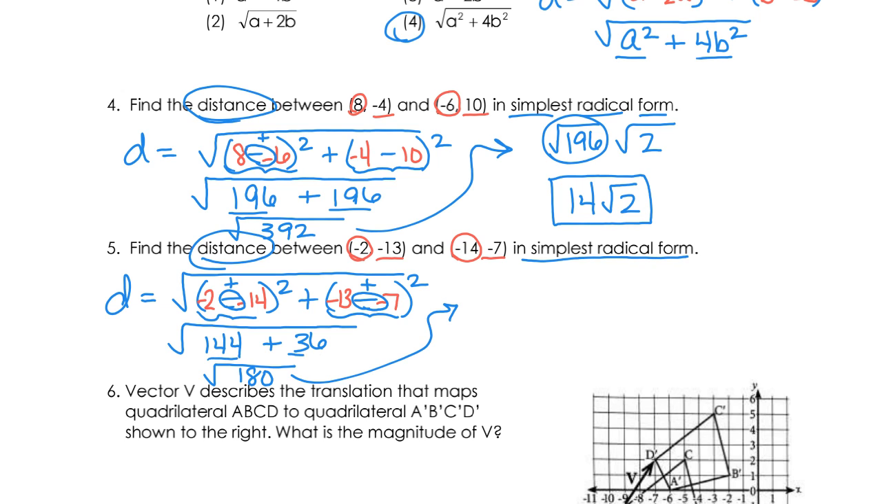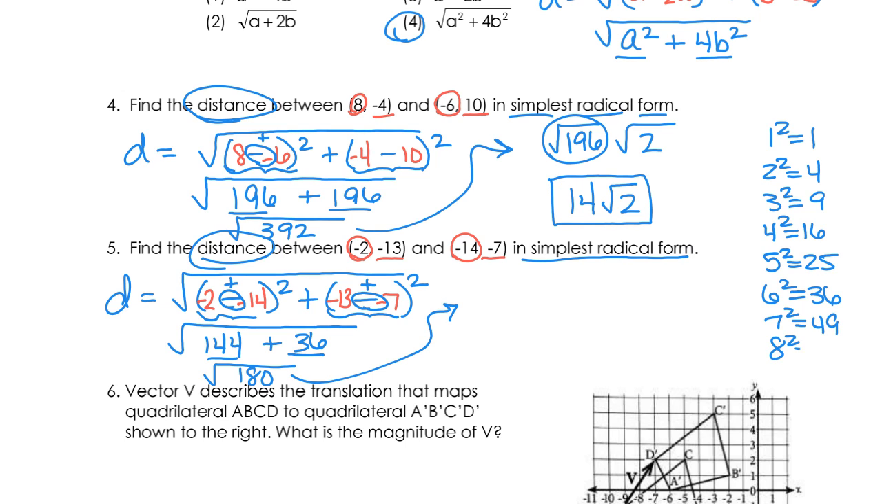We can't do the same thing we did in the last one because those are different. So we'll make our list of perfect squares. 1 squared is 1, 2 squared is 4, 3 squared is 9, 4 squared is 16, 5 squared is 25, 6 squared is 36, 7 squared is 49, 8 squared is 64, 9 squared is 81, 10 squared is 100, 11 squared is 121, 12 squared is 144, and that should be a good enough list to find our largest perfect square.